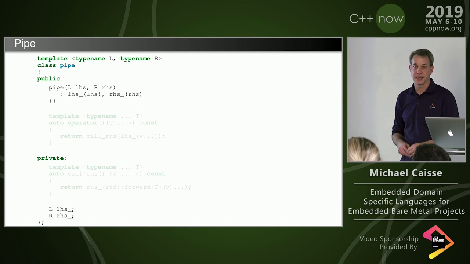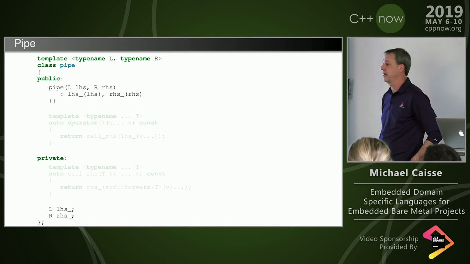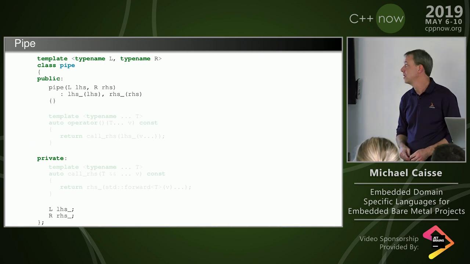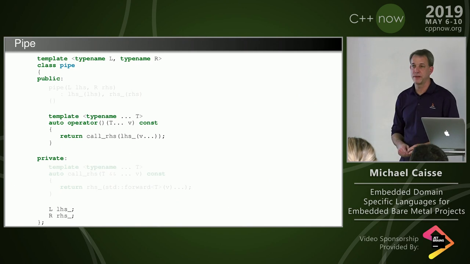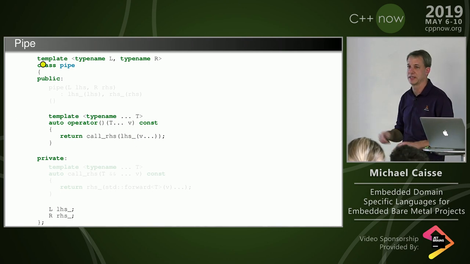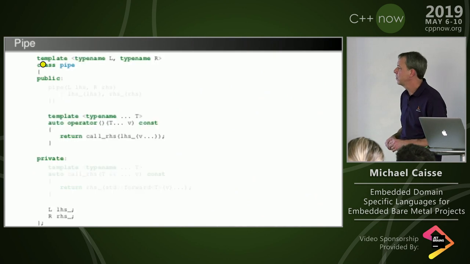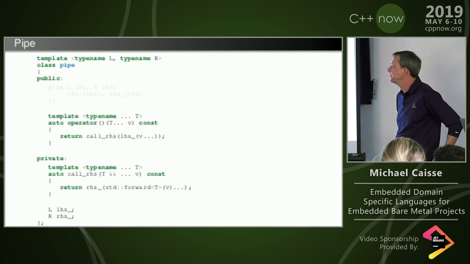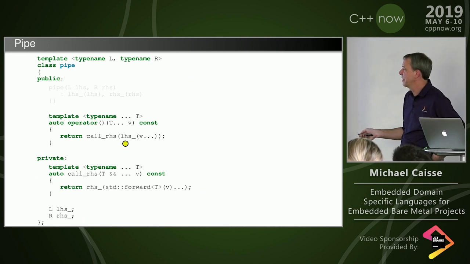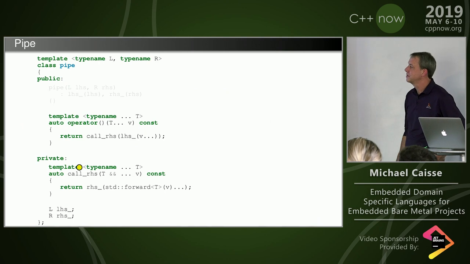So pipe could look like this, where I have a left-hand side and a right-hand side, and I'm going to just go ahead and store those off, left-hand side and right-hand side. And when I call it with some number of parameters, I need to call the left-hand side, and whatever it results, then I'm going to call the right-hand side. And what is call right-hand side? Call right-hand side is going to go ahead and take whatever the results were and pass them off to calling the right-hand side. Okay, so that's our pipe.